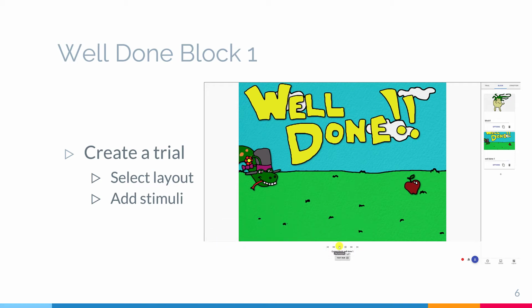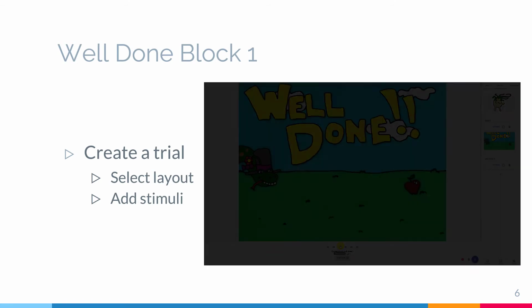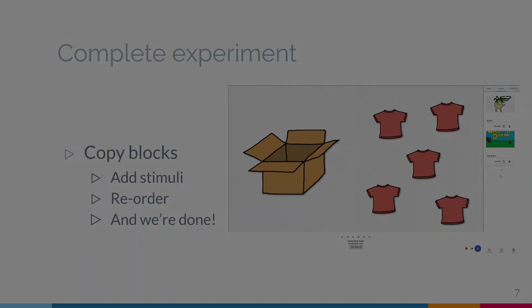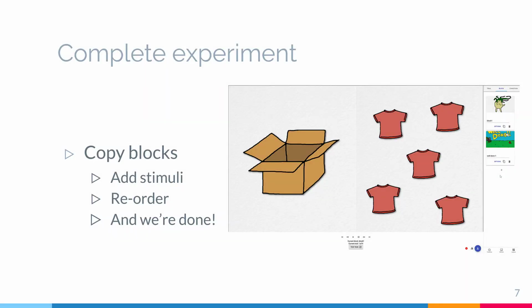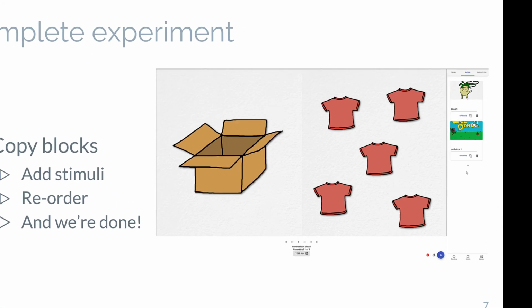Well done! We've only got a quarter of the experiment complete, but in reality, we're almost done. All we need to do is copy the blocks we've already made and change the stimuli. All other settings will be copied over.